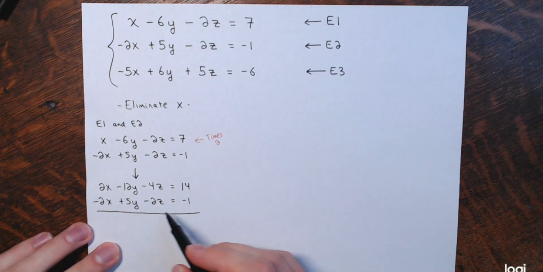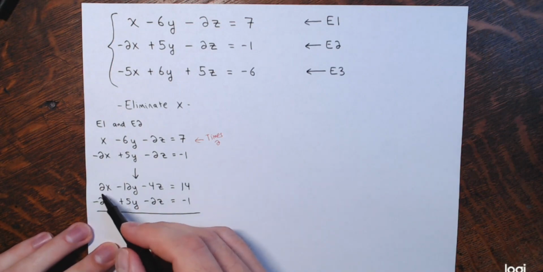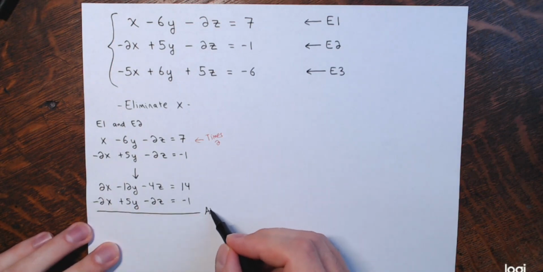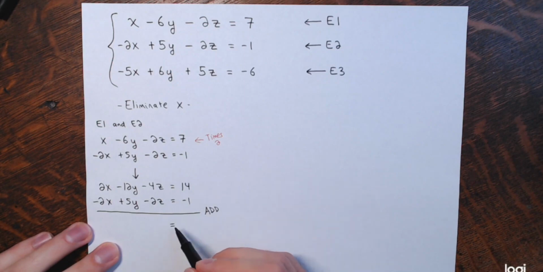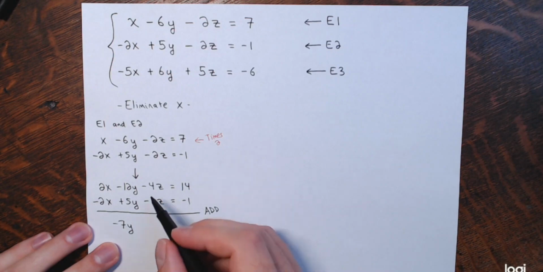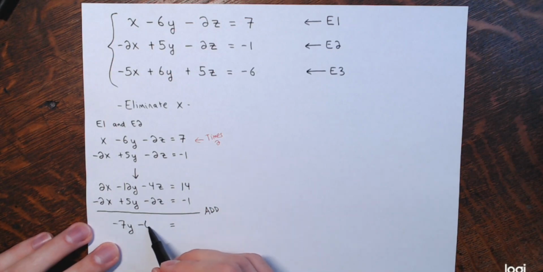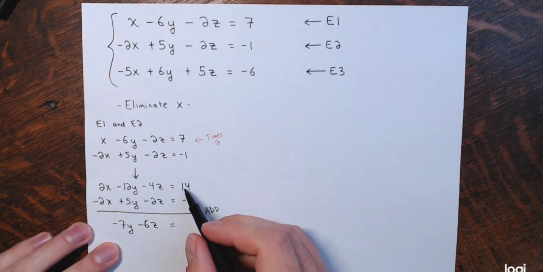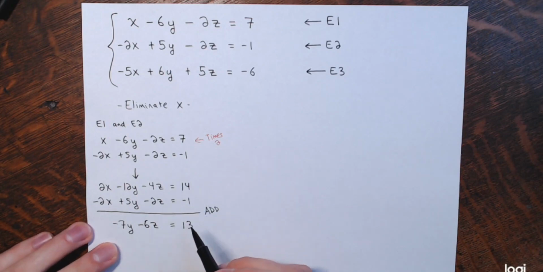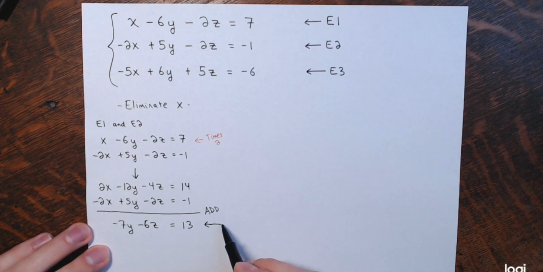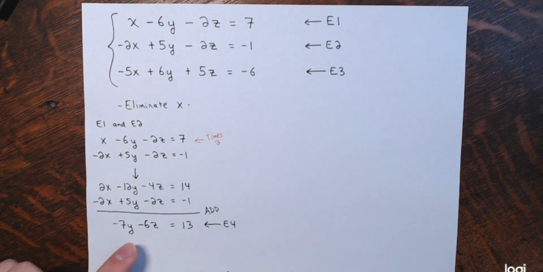Now the equations have opposite coefficients on the x's, so I can add to eliminate x. So on the left side, I'd have negative 7y minus 6z, combining like terms, and then equals 13. All right, and I'm going to call this equation 4, E4. And notice now that it's an equation with just y and z.